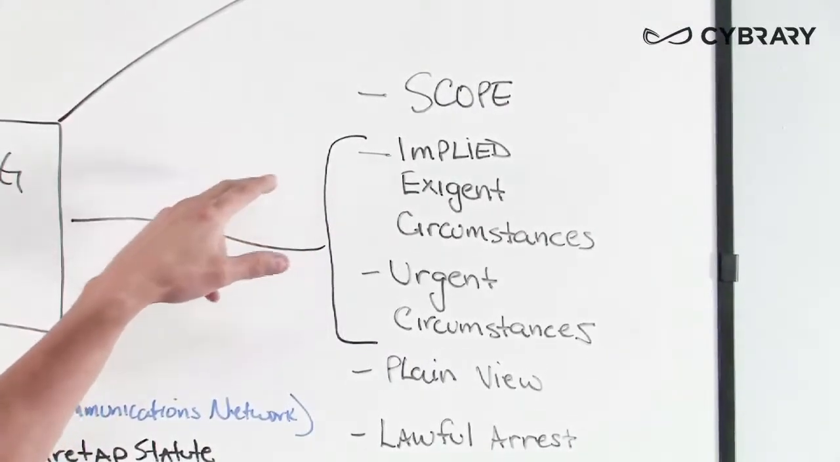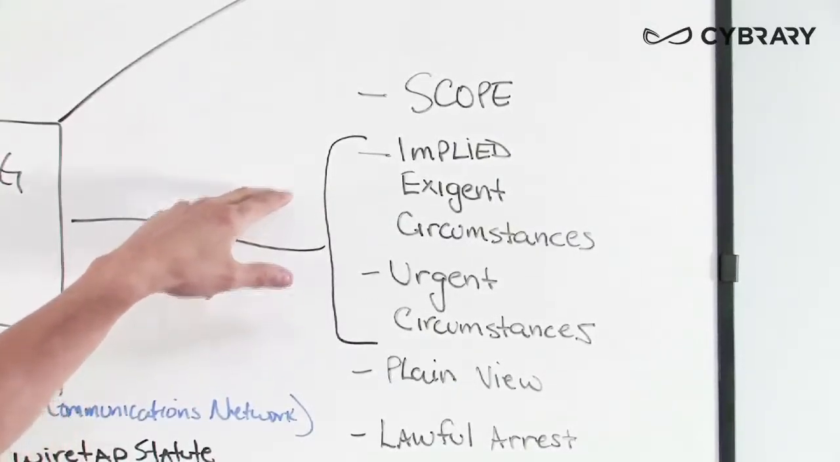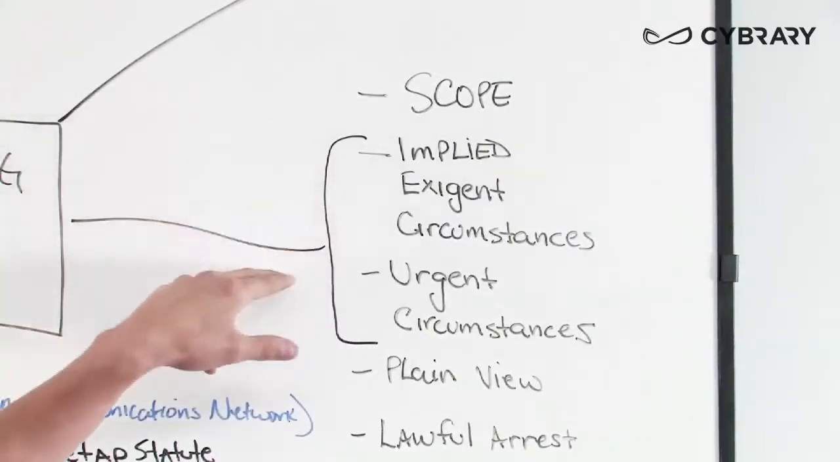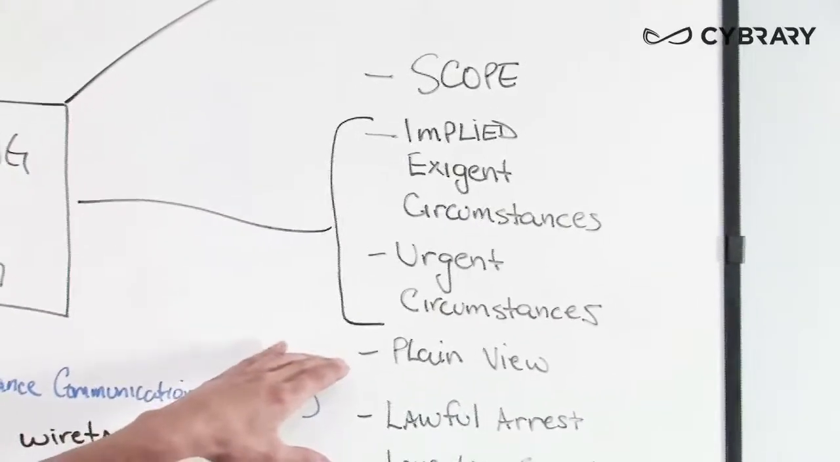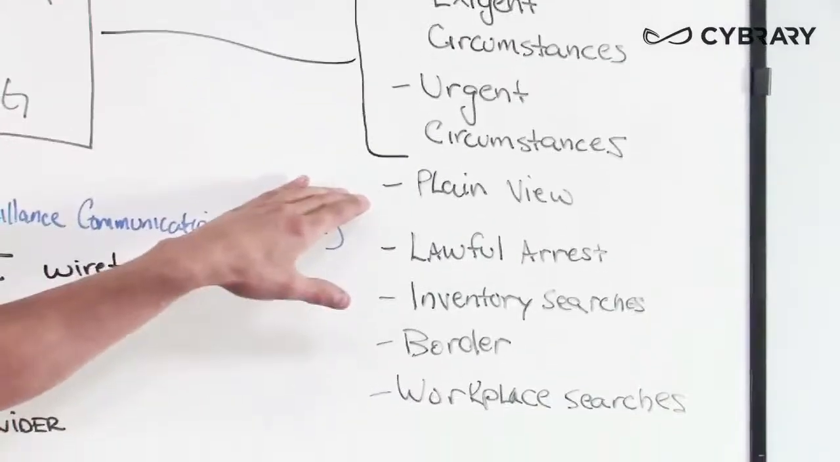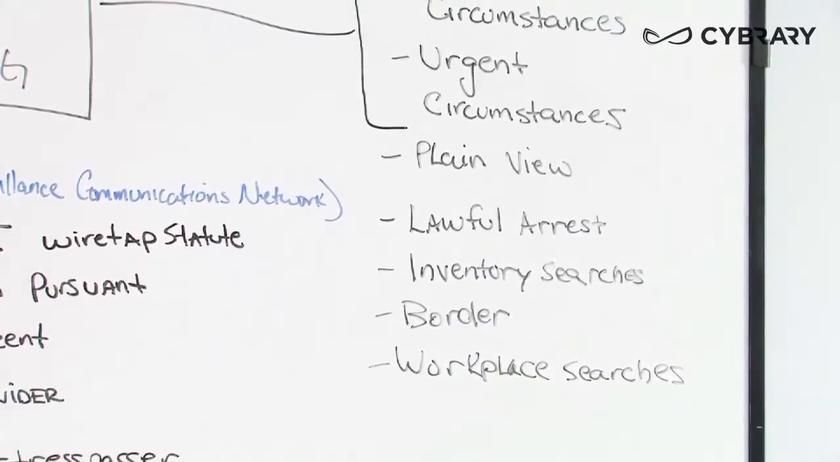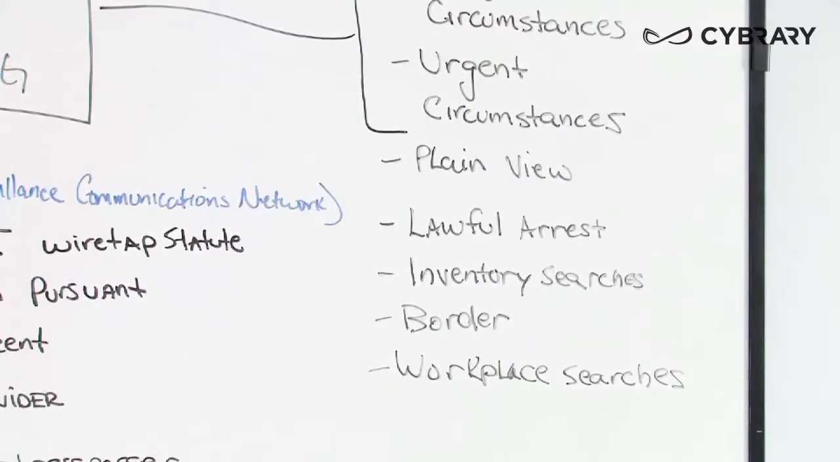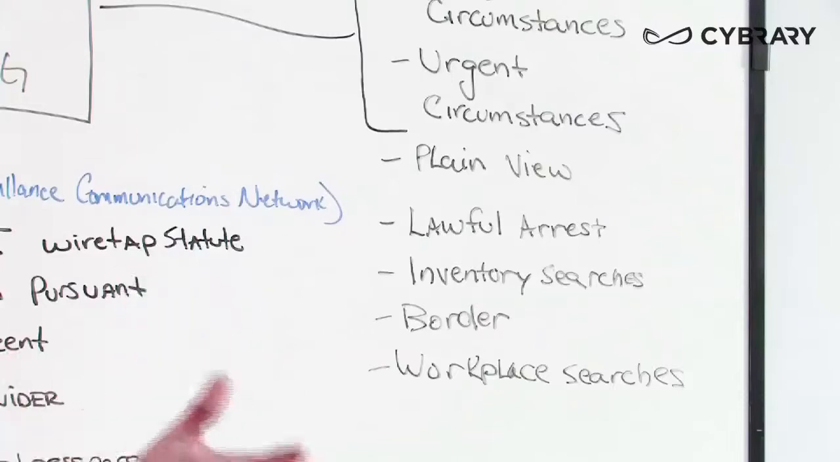You have implied exigent circumstances. Exigent is a fancy legal term which means urgent. So the implied urgency of a circumstance can play into things, versus if it is an urgent circumstance. Other things that factor into warrants, such as plain view. If you're doing something in plain sight and obviously it's against the law, somebody can come up to you and say, hey, you're obviously doing something you're not supposed to be doing. Lawful arrest speaks to that arrests have to be done in a legal and lawful manner within themselves.